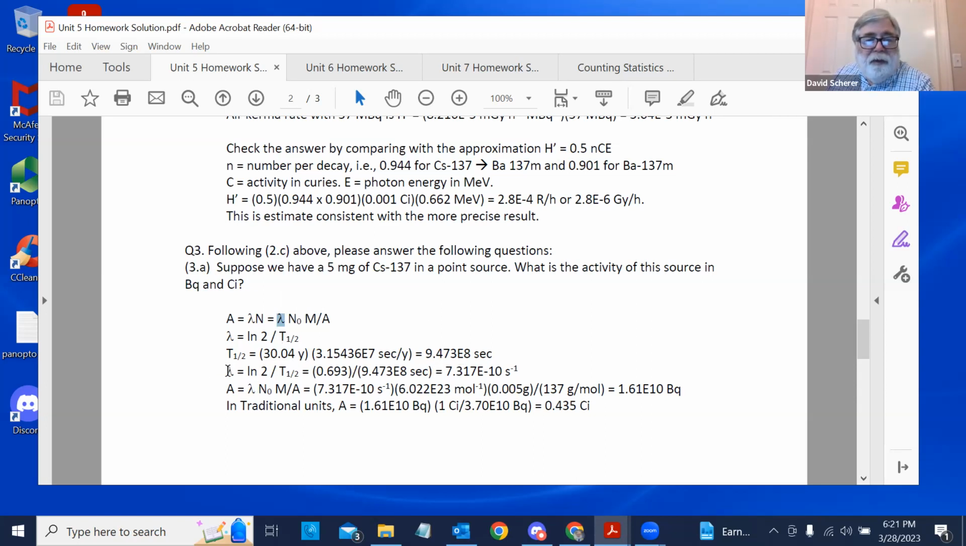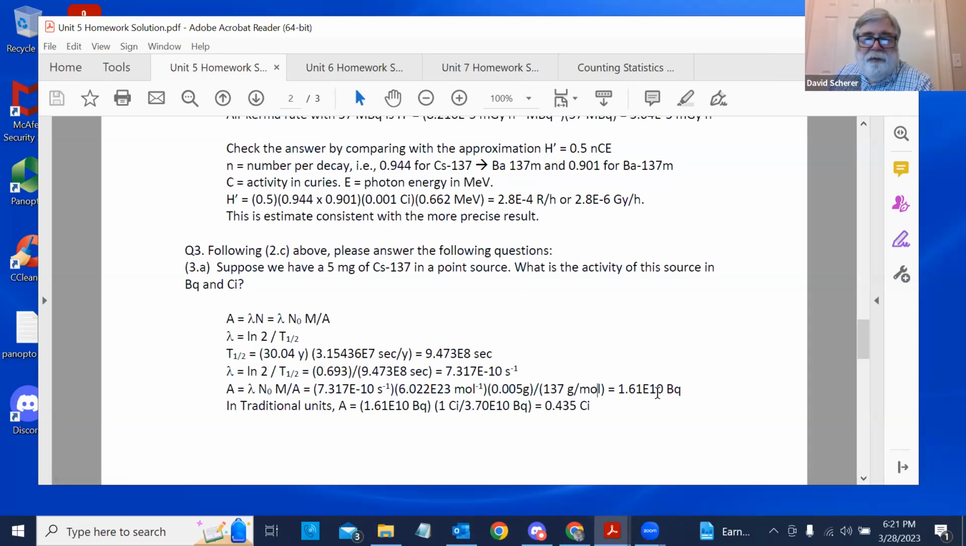So that's what I got, is lambda in terms of seconds. Stick all the numbers in, the lambda that I calculated from the 30-year half-life, Avogadro's number is right here, 6.02 times the mass, 0.005 grams, 5 milligrams. Then divided by the molecular weight, it's about 137 to the accuracy we have. 3 digits is good enough. And multiply it out and get what we want.